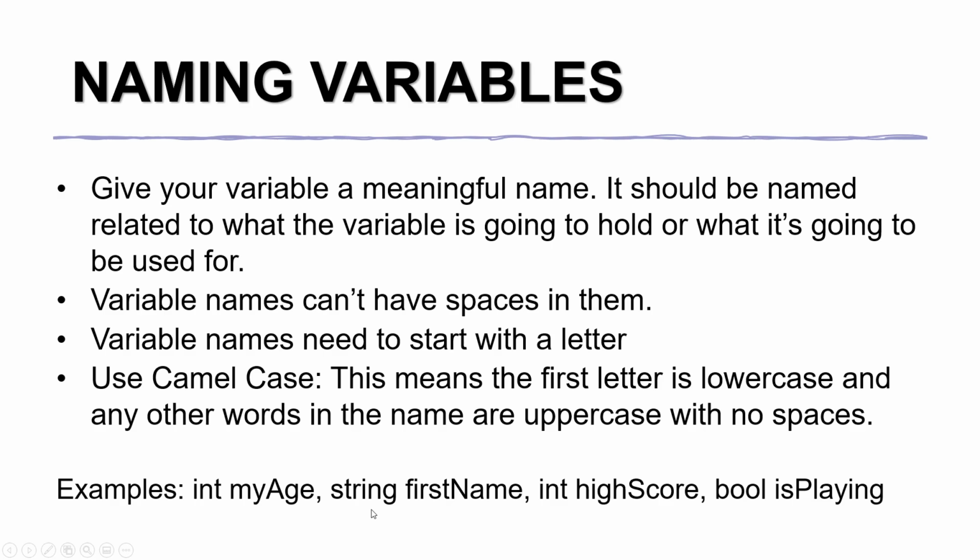Same thing for our string to hold our first name: first would be a lowercase f, name would be an uppercase N, no space. If we wanted to hold high score, again, lowercase h, uppercase S, no space. And if we wanted a bool to hold true or false if we are currently playing a game, isPlaying, lowercase i, capital P.